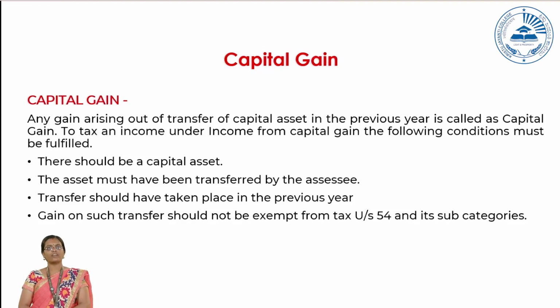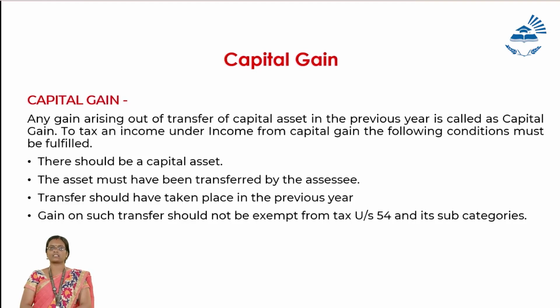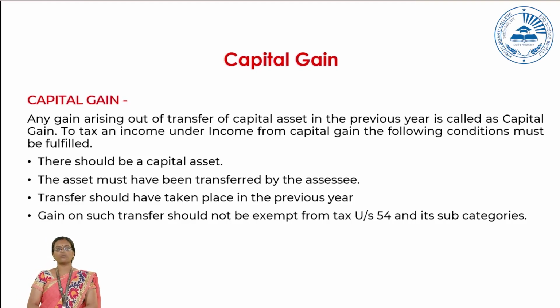So if I try to invest my gain amount by selling a particular property into different sections of section 54 and its subcategories, I get certain exemptions from tax. So this is about capital gain, where I try to satisfy or meet all these conditions. If the above four conditions that are listed are met and satisfied, then a person is said to pay tax under income from capital gain.